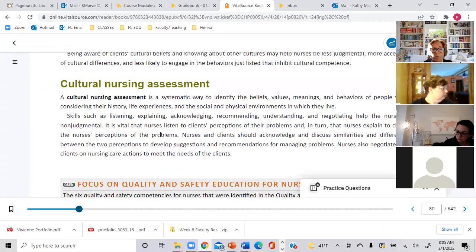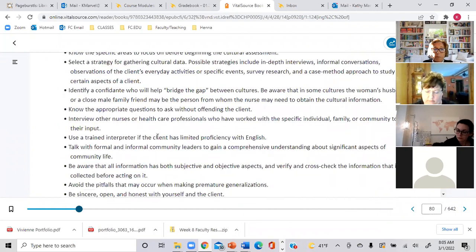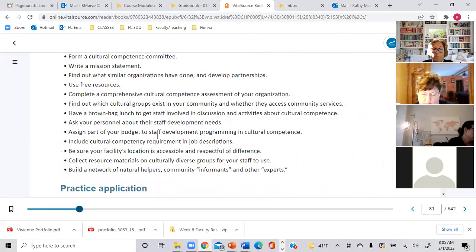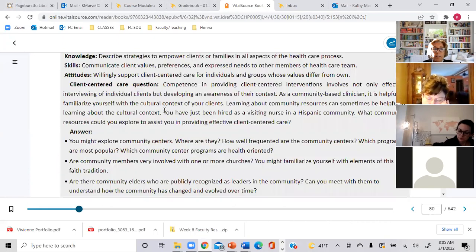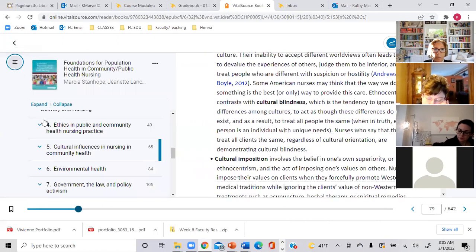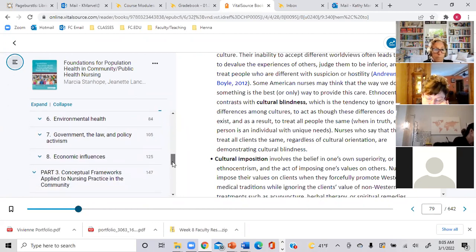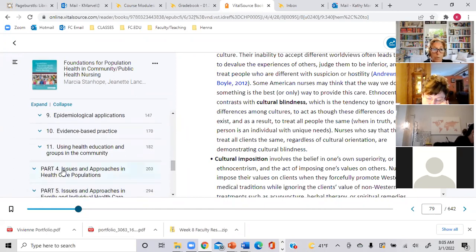Then, how do we do a cultural nursing assessment? Okay. Building culturally competent organizations. All right, so that's our culturally competent chapter. Anybody have any questions about that? Let me make sure I covered the sections that I needed to. Okay. Anybody have any questions? Let's move to chapter 13.